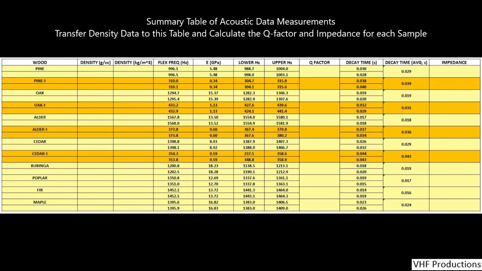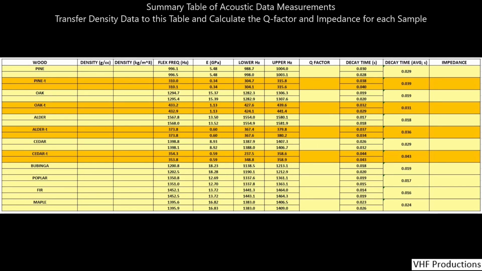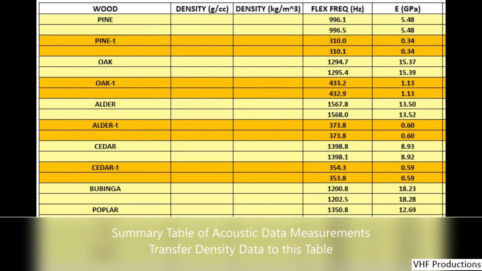For the first table of data, you are to compute the density, convert the density to kilograms per cubic meter, and then use those values to calculate the remaining parameters for each measurement.